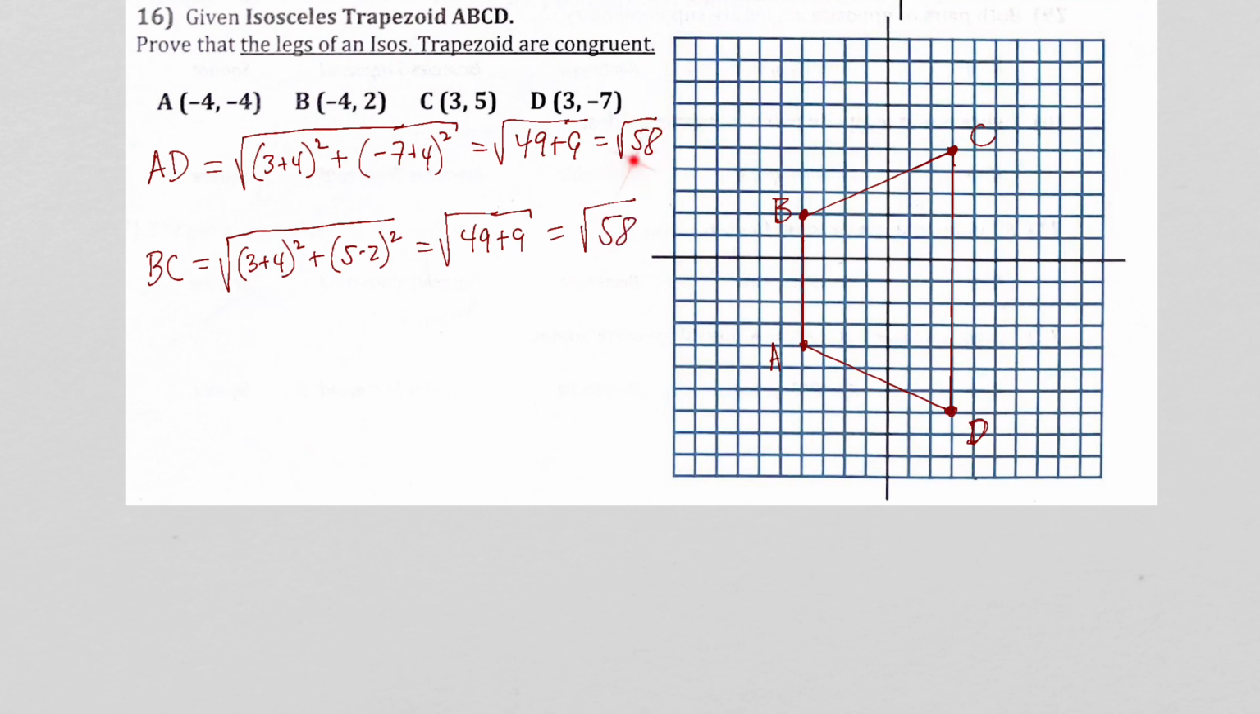So these are the same length. So AD is congruent to BC. And actually that's all they're asking us to prove. And so we've proved that.